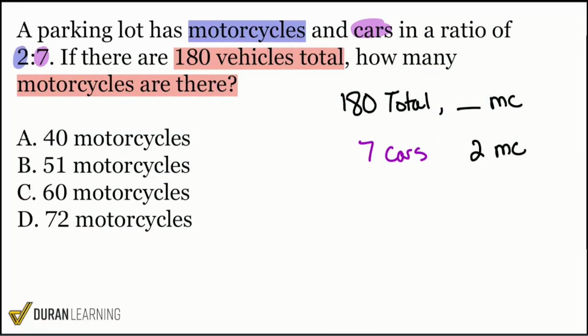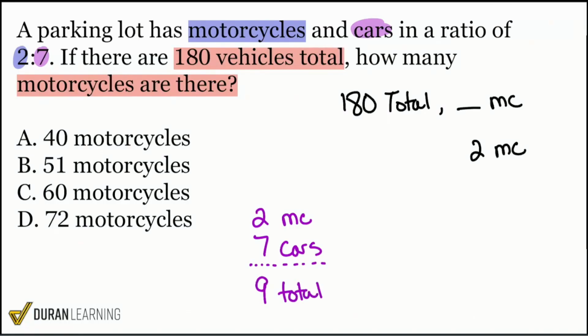Instead, everyone, remind me one more time. What belongs here? What word? Yeah, total. So think about it. If we have 2 motorcycles for every 7 cars, what is that total? 2 plus 7, that gives us 9.